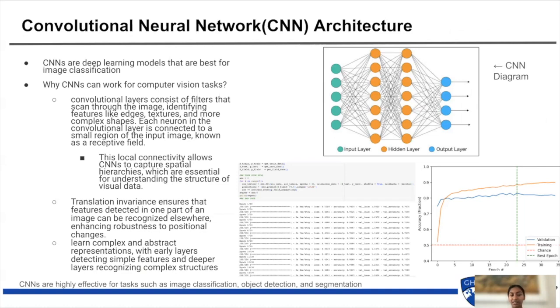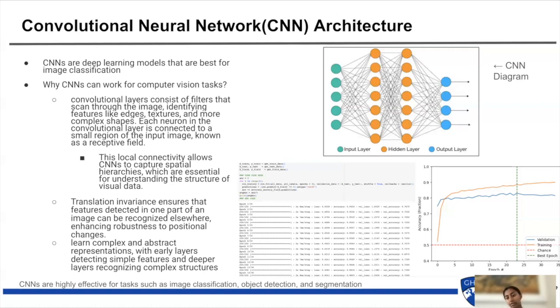This kind of connectivity allows CNNs to capture spatial hierarchies, which are essential for understanding the structure of visual data. This ensures that features detected in one part can be recognized elsewhere, enhancing the robustness to positional changes, which is very important for the amount of data and the variance in a data set. They can learn complex and abstract representations, with early layers detecting simple features and deeper layers detecting more complex structures.